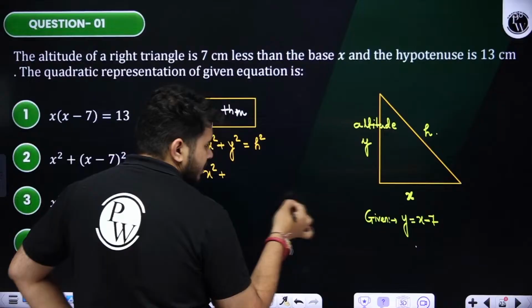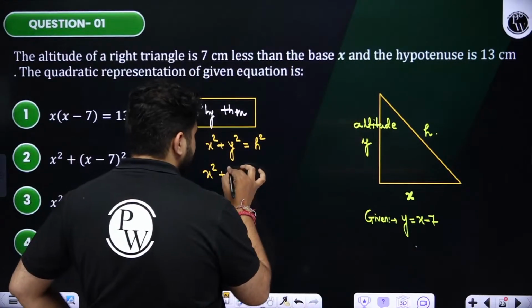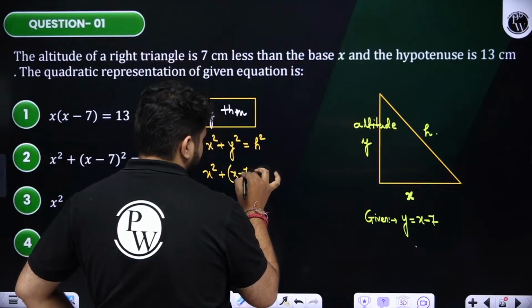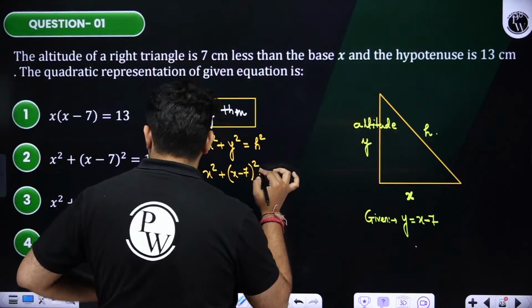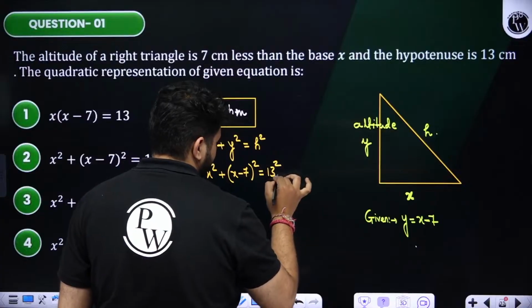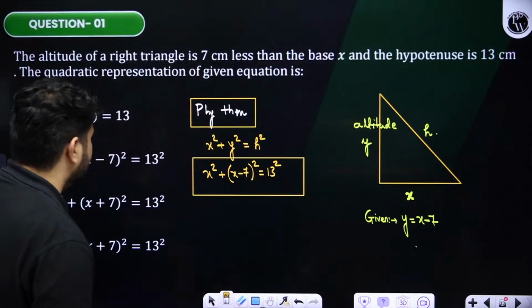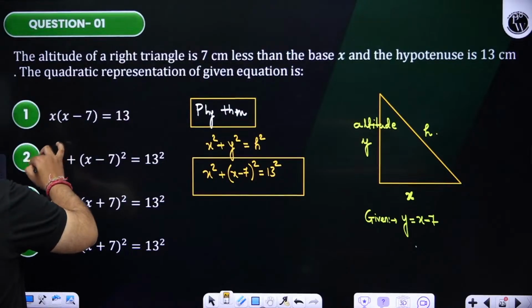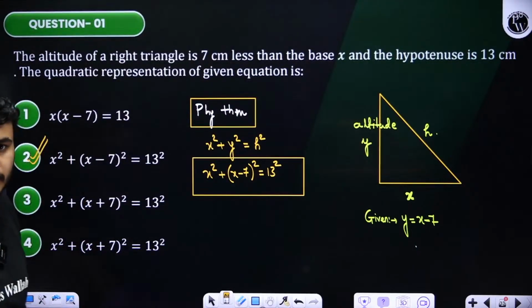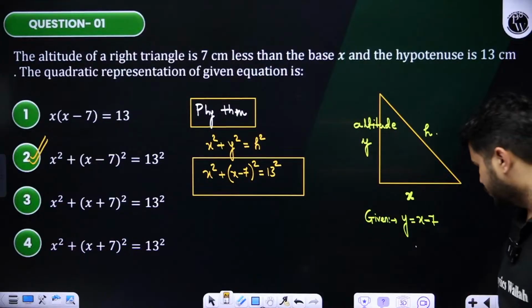Can I write y as x minus 7, so x minus 7 whole square, and the hypotenuse is 13, so 13 square. This is the answer. Simple, a 1 mark problem like this. So x square plus x minus 7 whole square, option 2 is correct. Understood everyone?